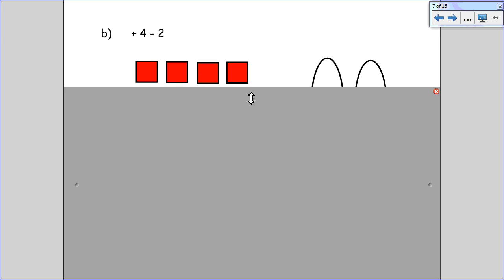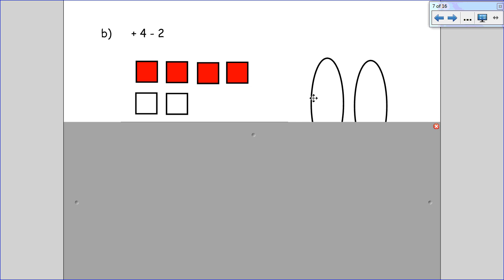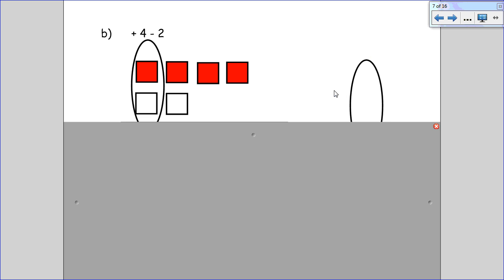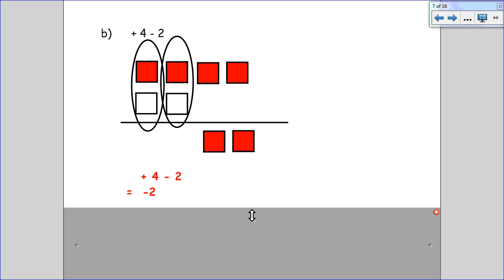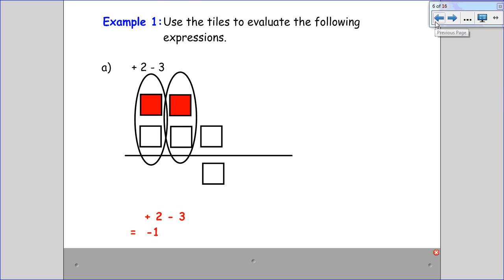We look at this example, we've got +4, -2. So 4 reds and then 2 whites. That's a 0. We have another 0. And we're left with 2 positives. So +4, -2 left us +2. Oops, that's a typo. Left us +2. So this answer was positive, but the answer before was negative.